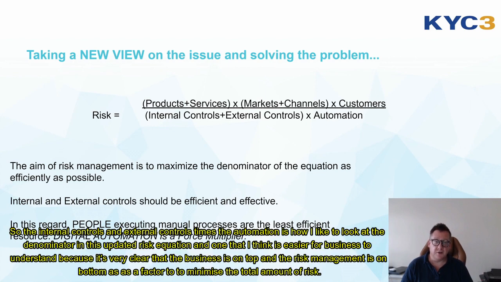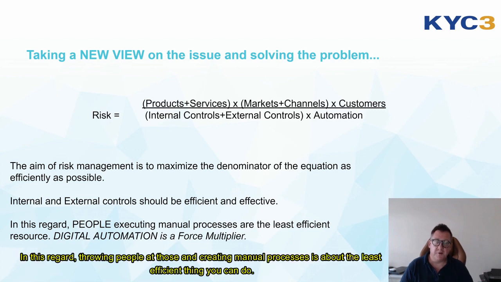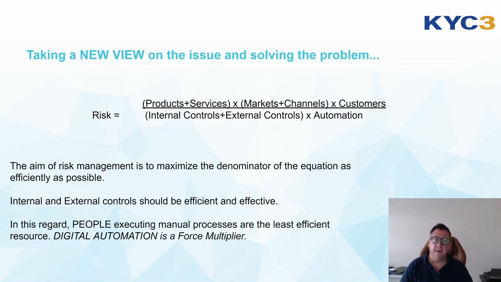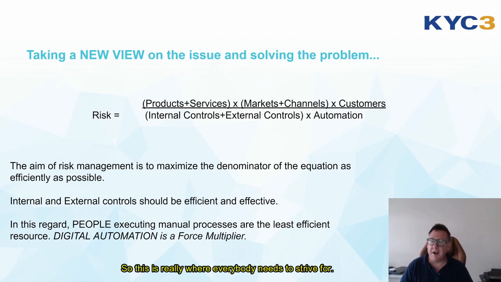So the internal controls and external controls times the automation is how I like to look at the denominator in this updated risk equation, and one that I think is easier for business to understand because it's very clear that the business is on top and the risk management is on bottom as a factor to minimize the total amount of risk. It's not minimizing the business. The goal is to minimize the risk for the business you get out. So your internal and external controls should be as efficient as possible. In this regard, throwing people at those and creating manual processes is about the least efficient thing you can do. Digital automation is what's known in the military as a force multiplier. So a force multiplier means you get to multiply your forces using automation. So this is really where everybody needs to strive for.